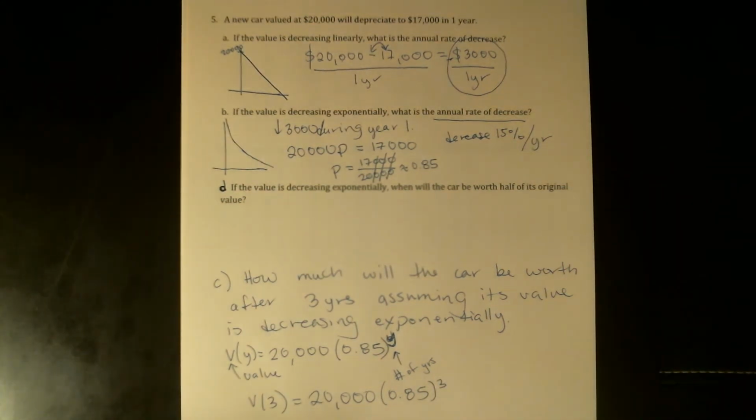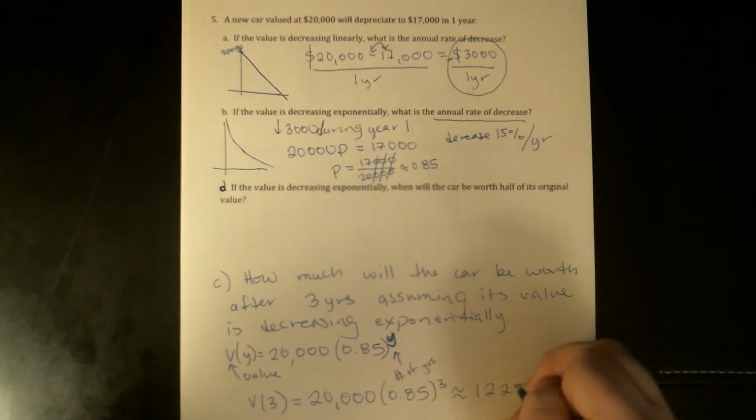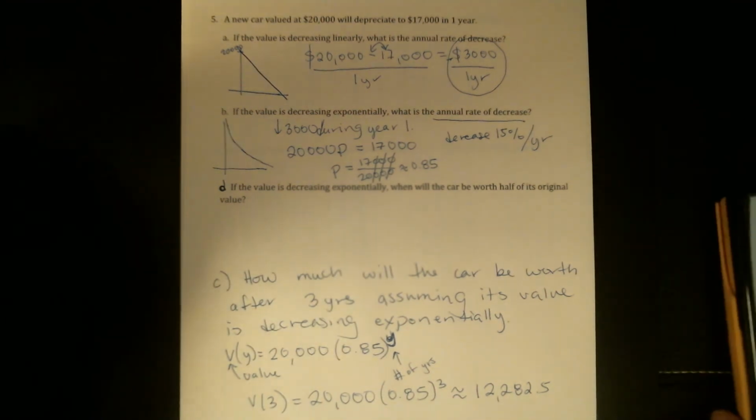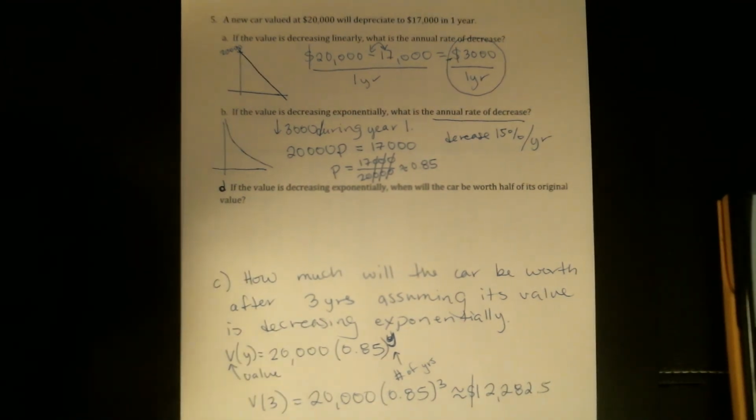So we'll have 20,000 times 0.85 cubed. I'll give you an approximate on that. And I get roughly 12,282.5. Okay, so dollars on that, that's the value of the car after 3 years. If its value continues to decrease exponentially.